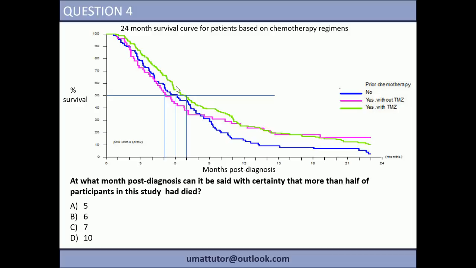So what that means is if we want to know the point at which overall more than half of participants had died with certainty, we have to say 7 months, because if the green group was weighted much more heavily due to it being very big, then the answer would be closer to 7. So in this case, the answer is C.